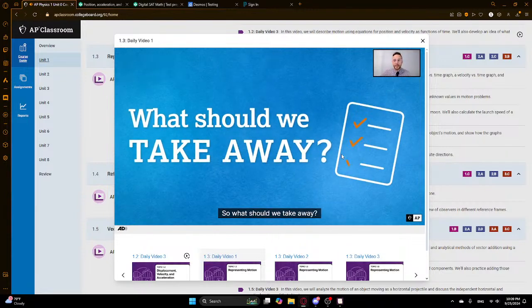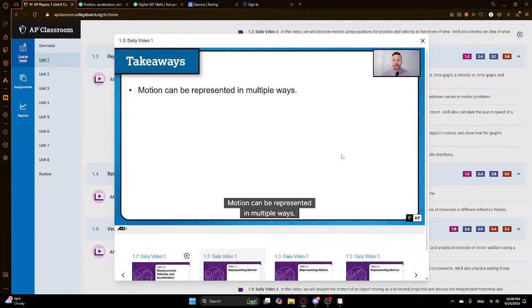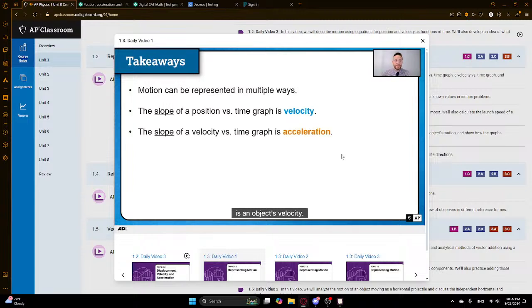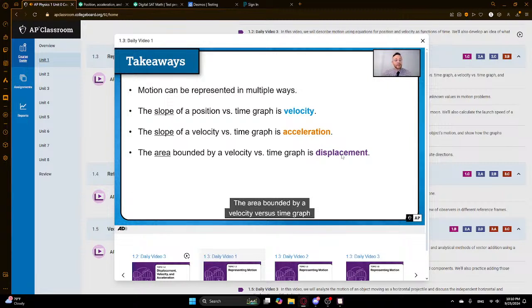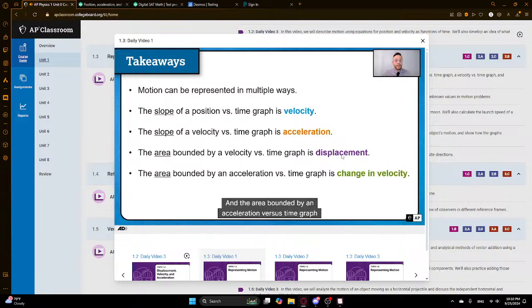So what should we take away? Motion can be represented in multiple ways. We looked at dot diagrams, we looked at drawings, we looked at tables, we looked at graphs, we looked at equations. The slope of a position versus time graph is an object's velocity. The slope of a velocity versus time graph is an object's acceleration. The area bounded by a velocity versus time graph is an object's displacement. And the area bounded by an acceleration versus time graph is going to be change in velocity. And the kinematic equations come directly from our motion graphs.